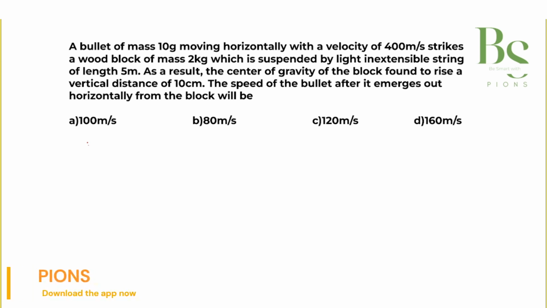Subscribe now. A bullet of mass 10 gram. So let me write here, mass of bullet here is 10 gram, moving horizontally with the velocity of 400 meter per second, strikes a wooden block of mass 2 kg, which is suspended by a light inextensible string. The length of the string here is 5 meter.